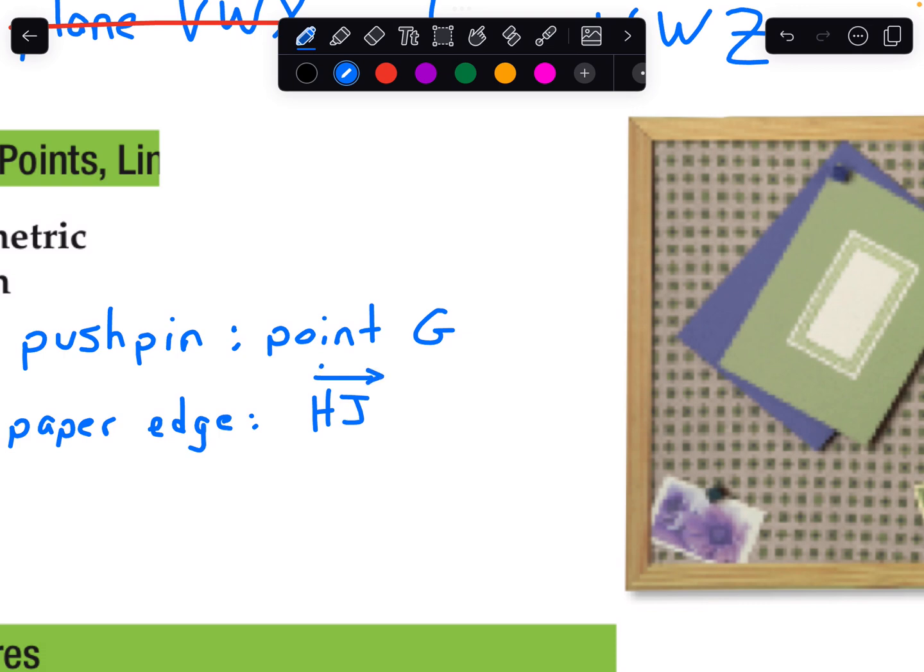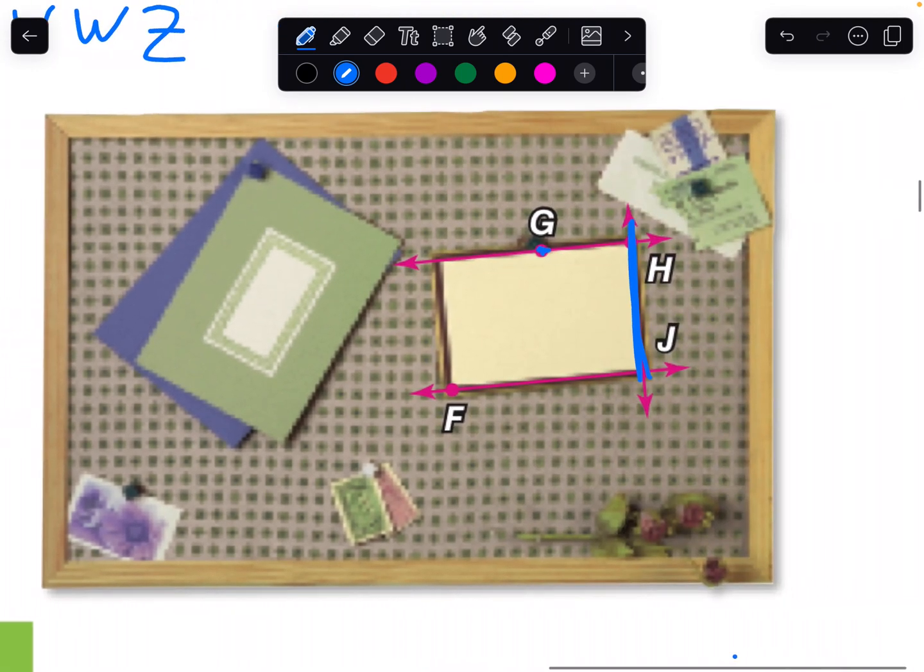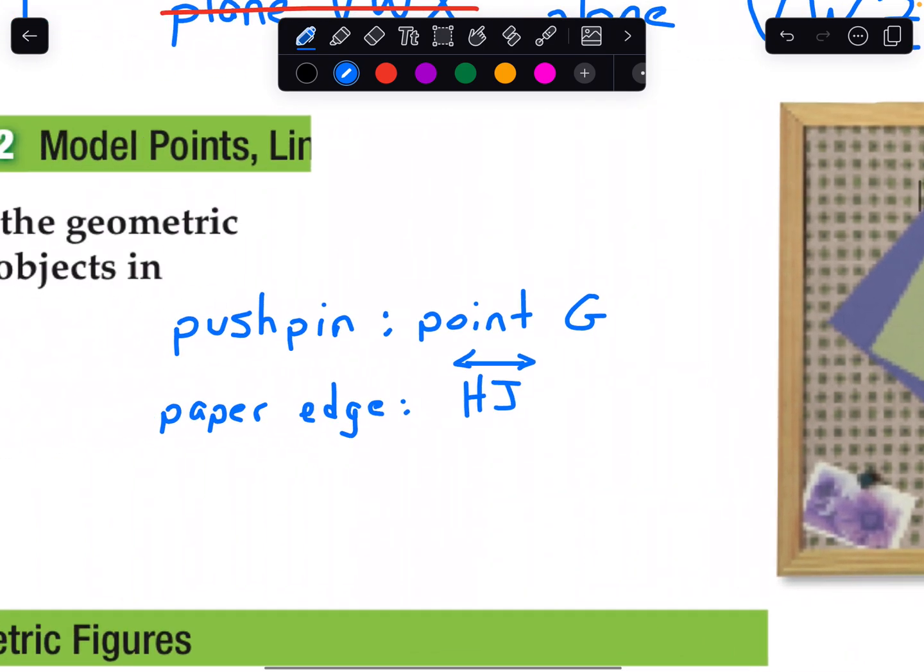Remember, you can use the letters interchangeably and use the line symbol above them instead of writing out the word line. And we could talk about the entire plane of that whole sheet of paper, again, by using any three. So we can say plane HJF or plane GHJ.